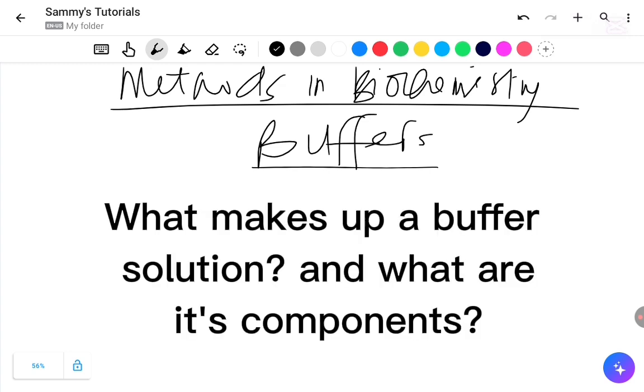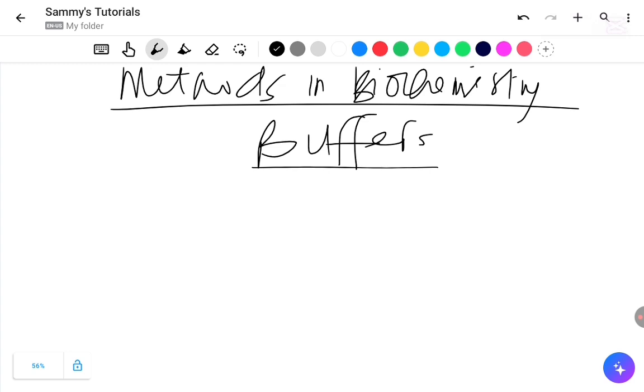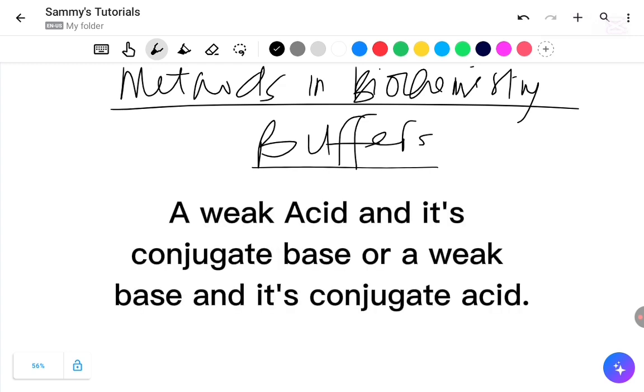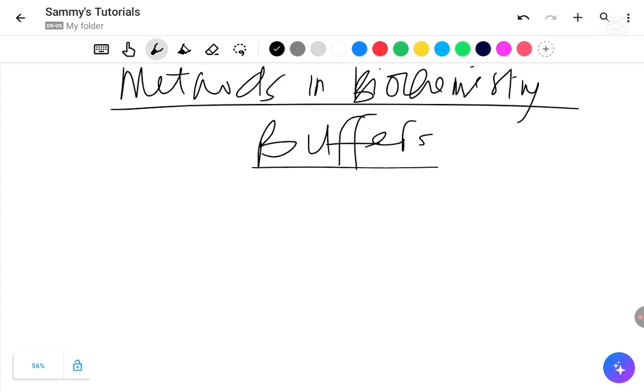So now, what makes up a buffer? What constitutes a buffer? Okay, so buffers are made up of either a weak acid and its conjugate base, or a weak base and its conjugate acid. So first of all, we've talked about the definition of buffers. Secondly, the components of buffers.